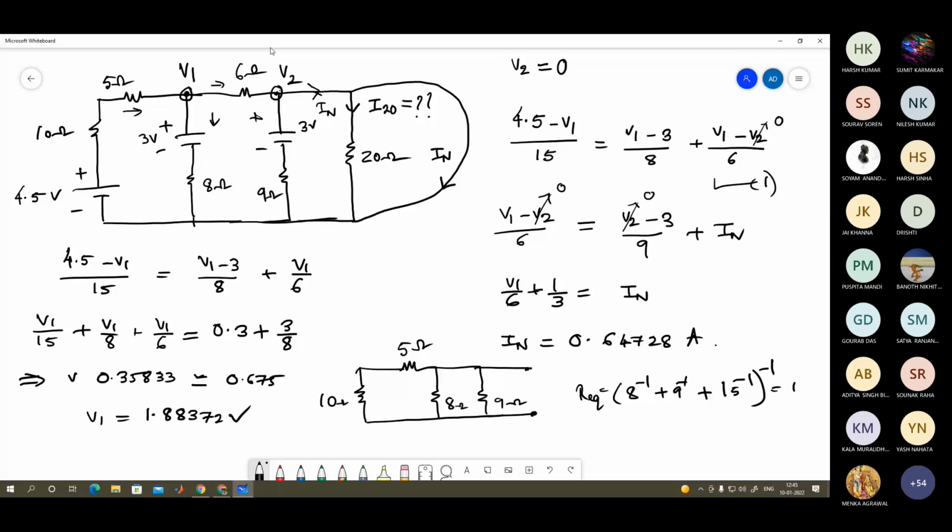So then you found your Rn, which means your I20 will be IN times Rn divided by (Rn plus 20). So it turns out to be, sorry, 0.13 ampere, and the drop across this, V20, will be equal to 2.589 volt. Okay, maybe the question was to find out V20 as well.